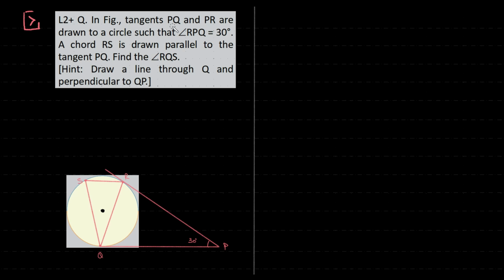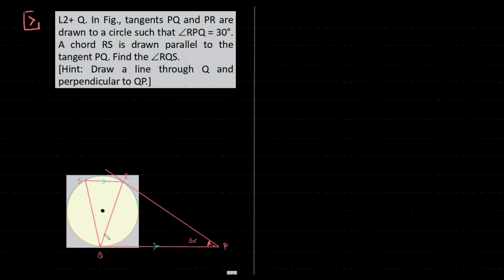In the figure, tangents PQ and PR are drawn to a circle such that angle RPQ is equal to 30 degrees. A chord RS, so this is a chord, is drawn parallel to the tangent. This is parallel to this. So these two are parallel to each other. Then what else do we have? Find this particular angle.